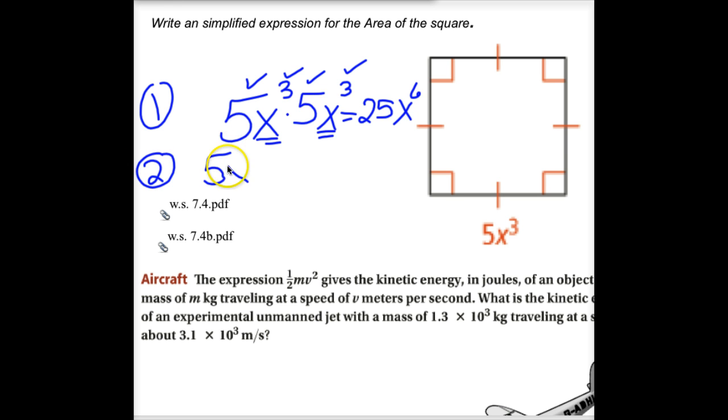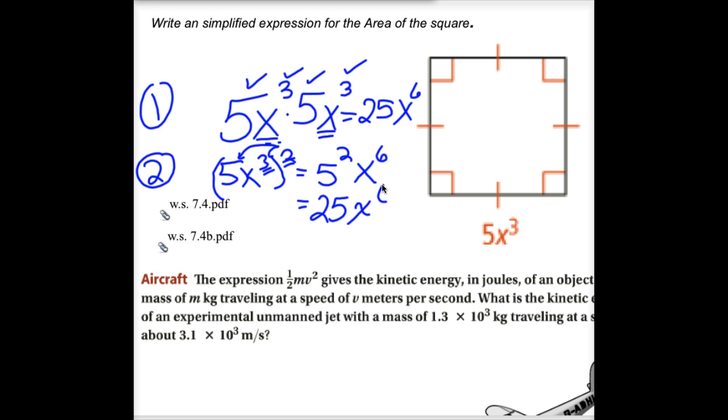You guys might say, I was told that a square is a side squared. Sure is. What's that going to give you? I'm sorry, I wrote it wrong. Let me get that. It's a side squared. Yes, it is. And then if you do it this way, you're going to use your property that says I bring that exponent in, it gives me 5 squared, x to the two groups of 3, 6, which I could clean up for 25x to the 6th.